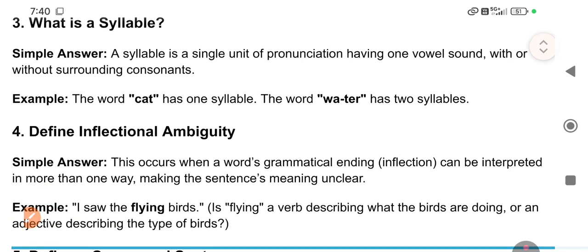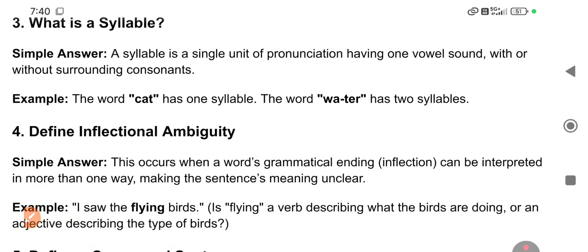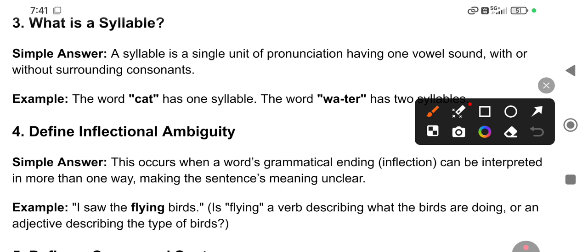Now moving to the third question, syllable. You may be asked to define the syllable, and the types of syllable, counting and all. So a syllable is a single unit of pronunciation, right? What is a syllable? A syllable is the vowel in the word. Roughly, if we define syllable, the number of vowels is equal to the number of syllables, right? So a syllable is somewhat a vowel or unit.